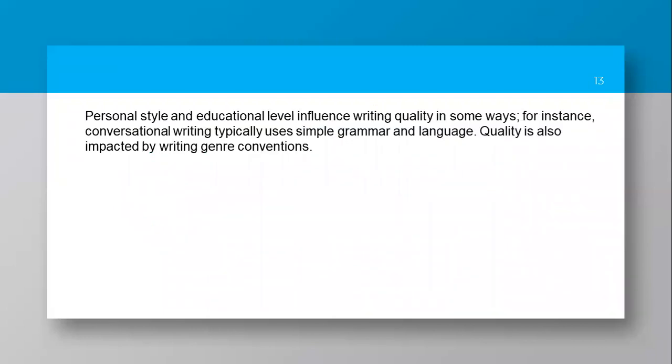What about the personal style? The personal style and educational level influence writing quality in some ways. For instance, conversational writing typically uses simple grammar and language. No need for it to be complex. Quality is also impacted by writing genre conventions.